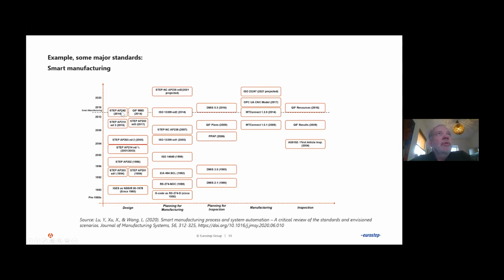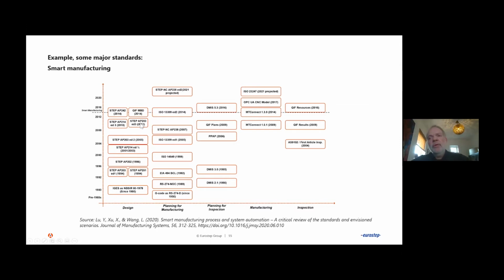But AP242 replaced AP203 and AP214 and contains all the geometry that those two standards could use. But it also has a lot more. It's supposed to support additive manufacturing and things like that, and it has some more representations of geometry than AP214 and AP203 had.